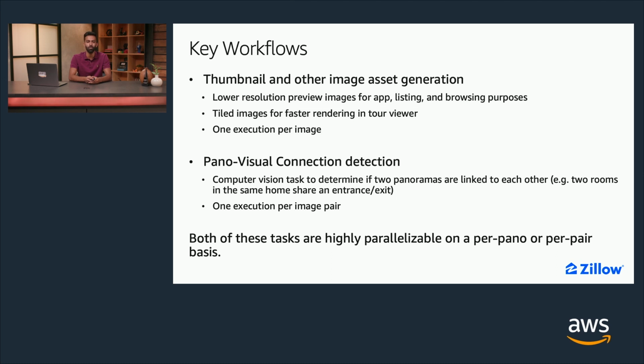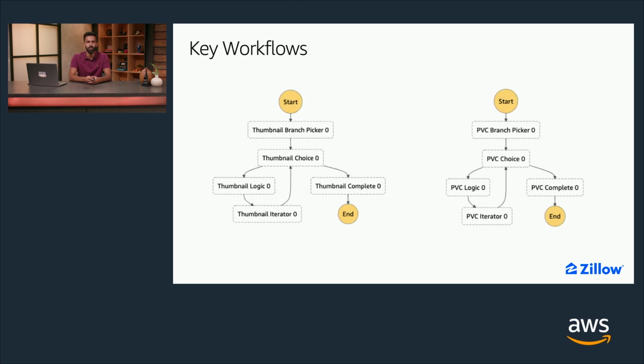This workflow requires one execution per panorama. For PVC generation, we need to determine if two panoramas are linked to one another. In this case, we need one execution per pair of images. Both of these tasks can run independently of each other and so work well with the parallel branches we talked about. So here is a visual depiction of our key workflows and how we've implemented them in our step functions.